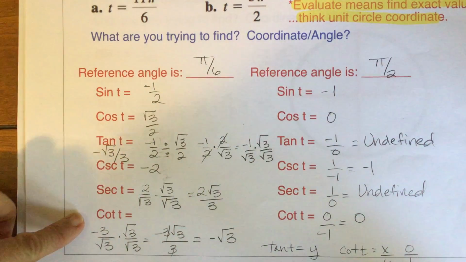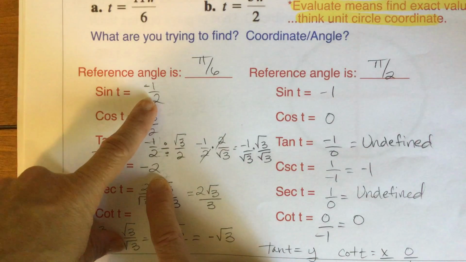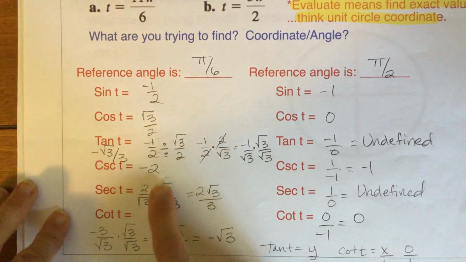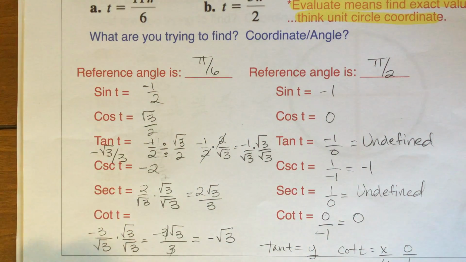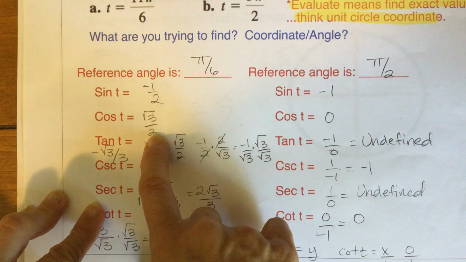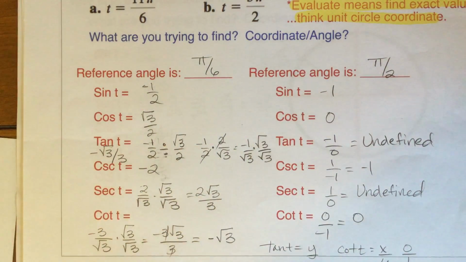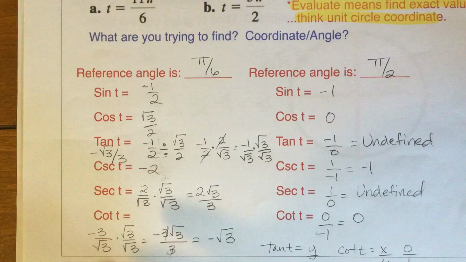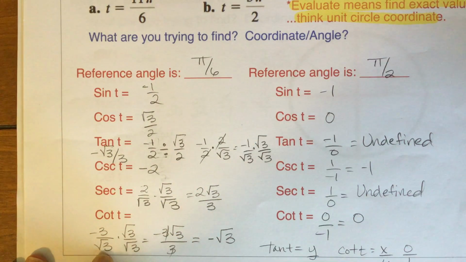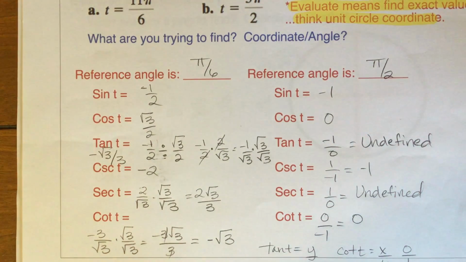Now the rest of these are just reciprocal relationships, so we can flip our previous answers. So cosecant, if it was negative 1/2 for sine, it's just negative 2. Secant is going to be the reciprocal of root 3 over 2, which then you have to rationalize. Same with tangent and cotangent. This is the reciprocal, so I have to rationalize that, and I get just negative root 3.